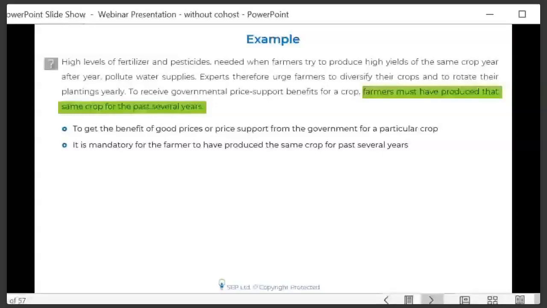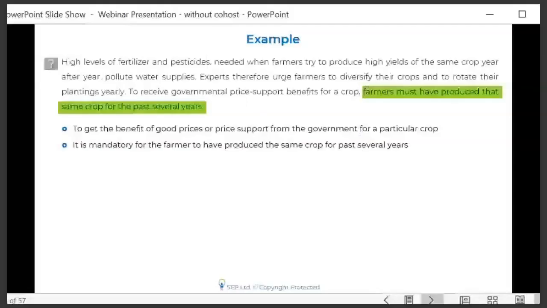All right. So the understanding that we have is, one part tells us the need for high levels of fertilizers for a high yield by growing the same crop. The other part tells us that growing the same crop has certain effects, and in order to combat those effects, that is water pollution, rotation of crops and diversification of crops should be done. On the other hand, if you want the price support for a particular crop from the government, you should actually grow the same crop. So one part of the passage tells us that you should not grow the same crop. The other part tells us that the same crop must be grown for a certain benefit.